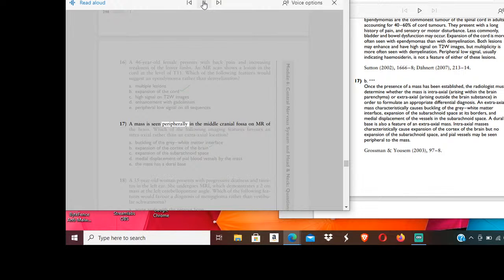17. A mass is seen peripherally in the middle cranial fossa on MR of the brain. Which of the following imaging features favors an intraaxial rather than an extraaxial location? A. Buckling of the gray-white matter interface. B. Expansion of the cortex of the brain. C. Expansion of the subarachnoid space. D. Medial displacement of all blood vessels by the mass. E. The mass has a dural base.